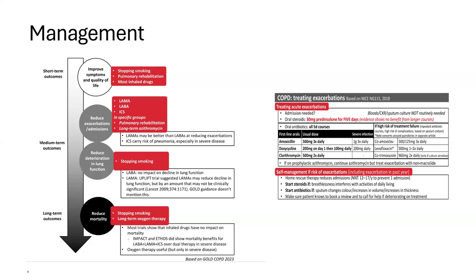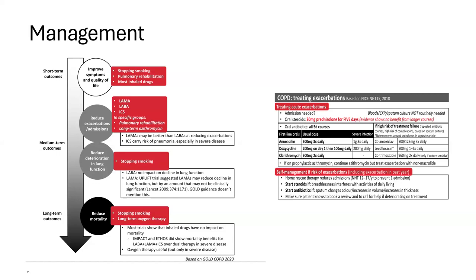and then you add an ICS, especially if they're having more than two chest infections, or had one hospital admission in the year, you're going to do an ICS, and especially if the eosinophils are over 0.3. And stopping smoking is the most important intervention that they can actually have. And long-term oxygen therapy actually helps to reduce mortality. So that's why we have Jadeen today here to talk to us about that.